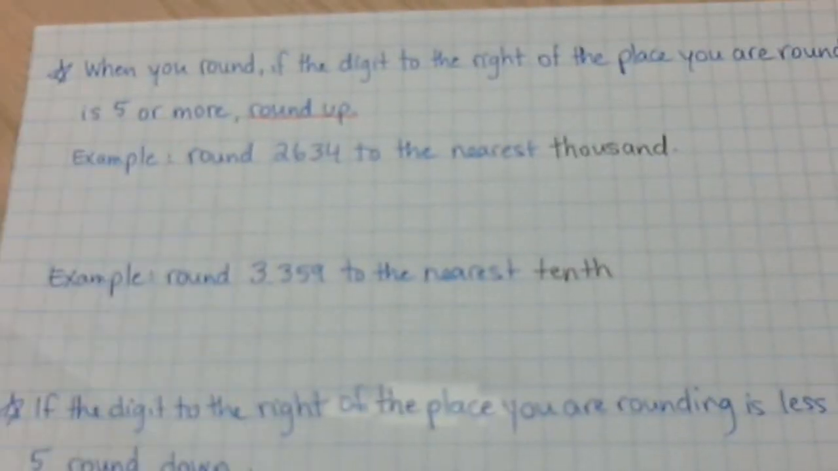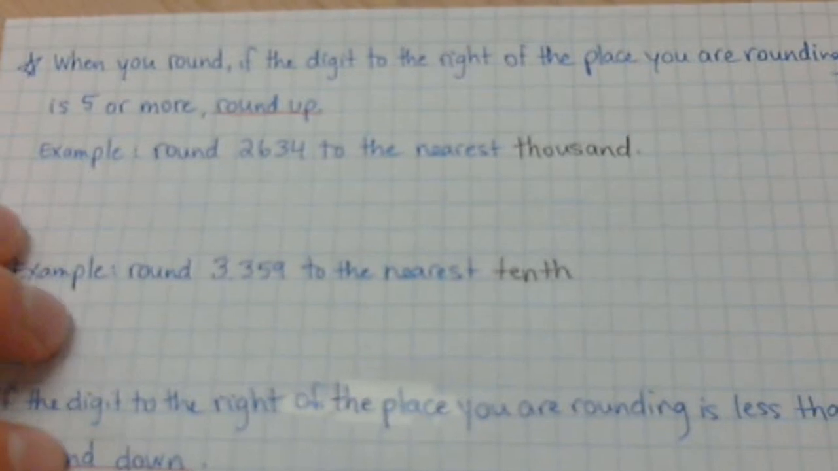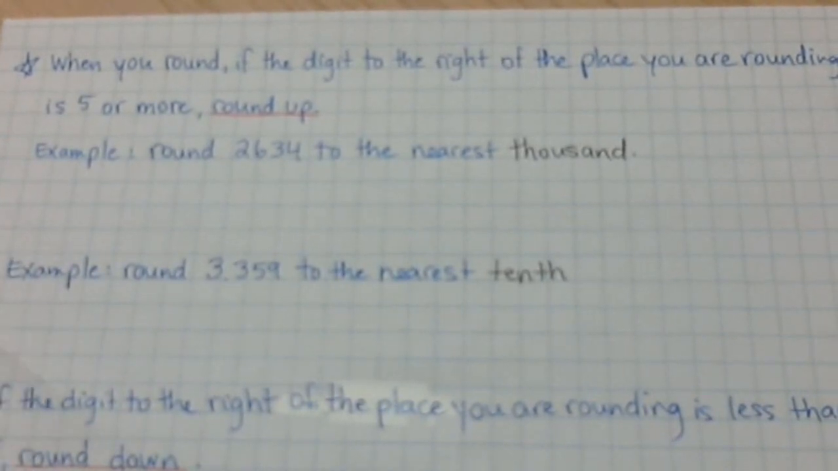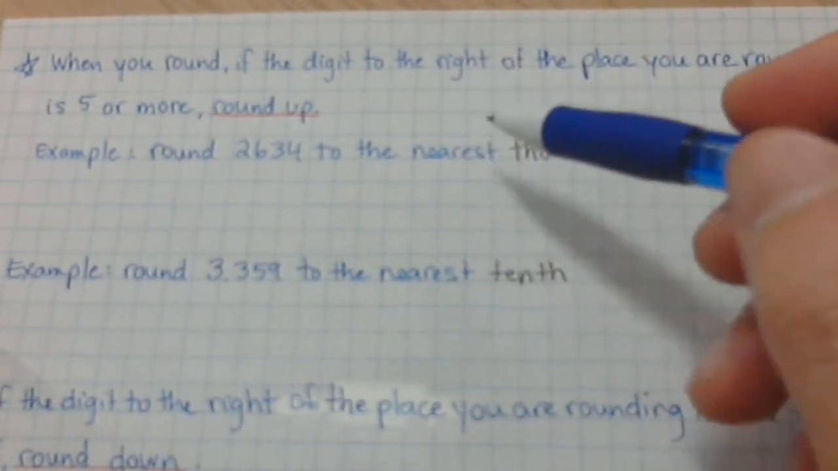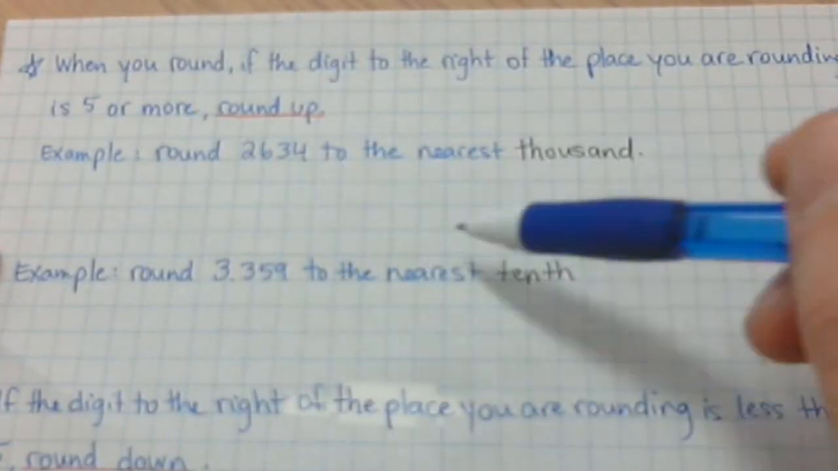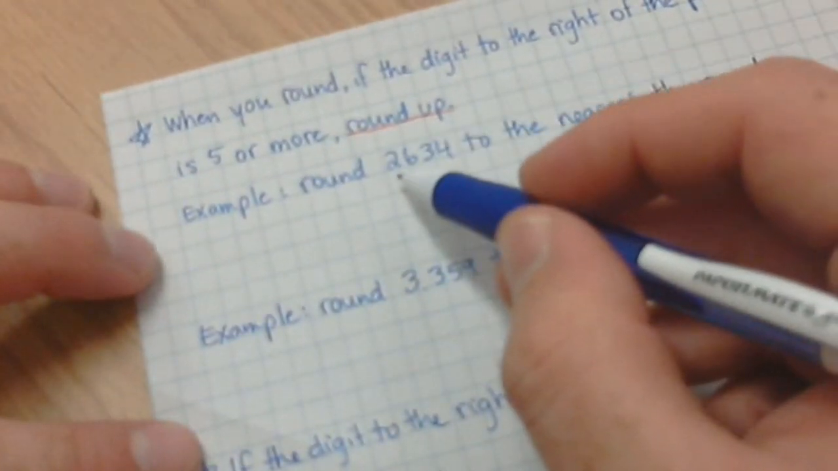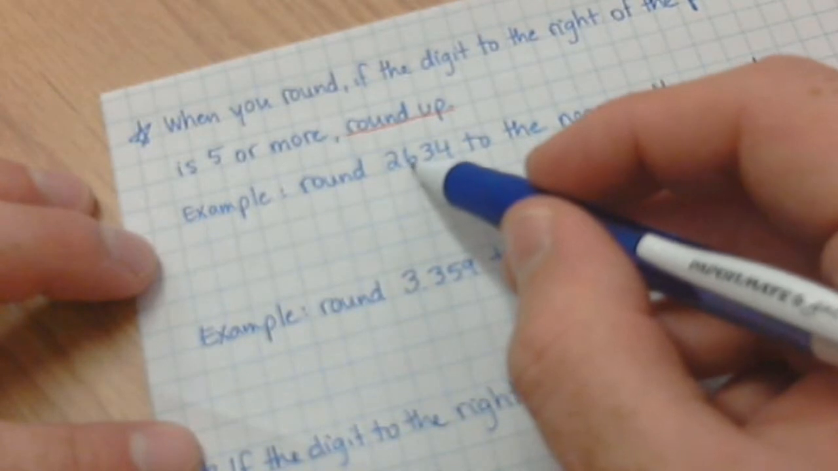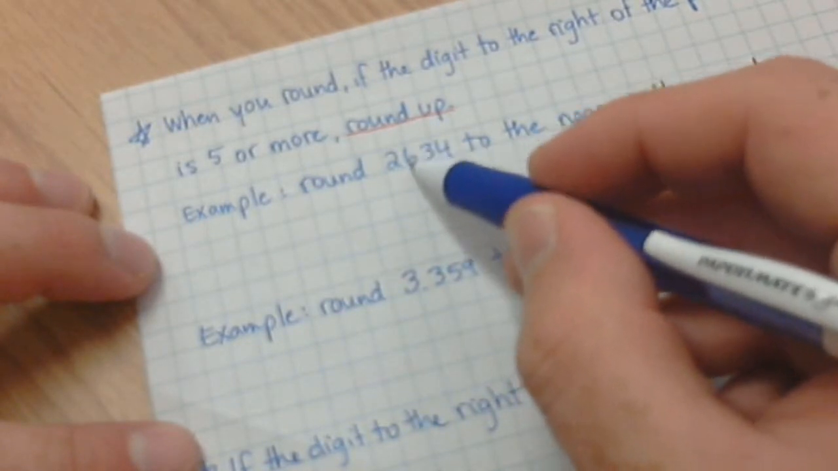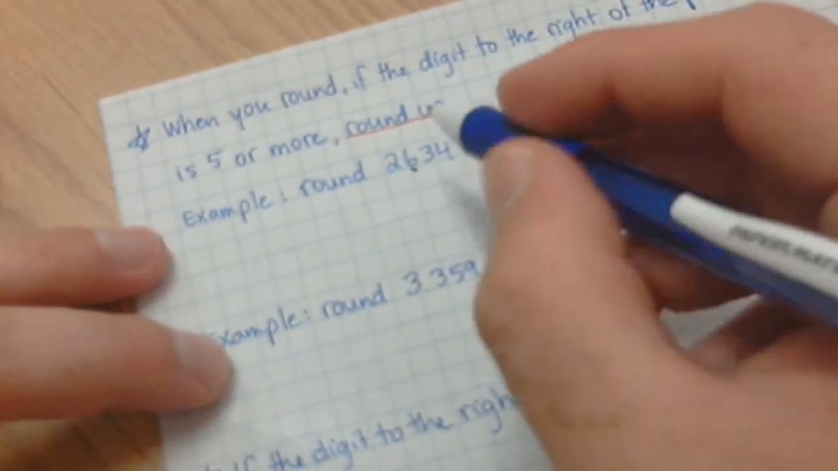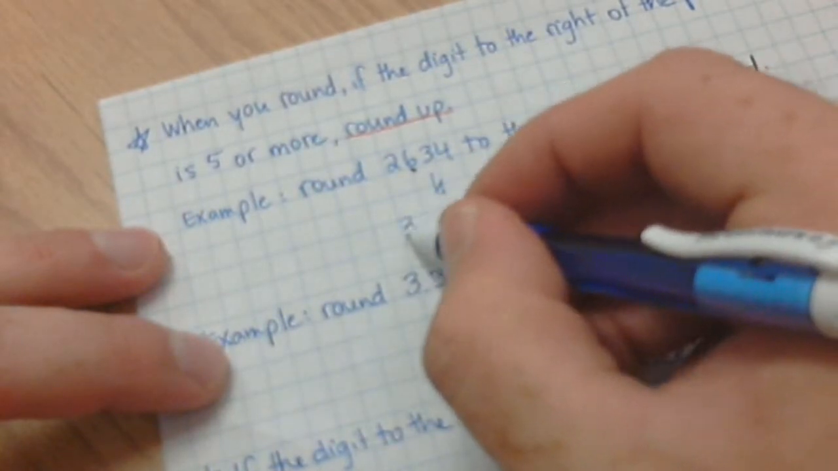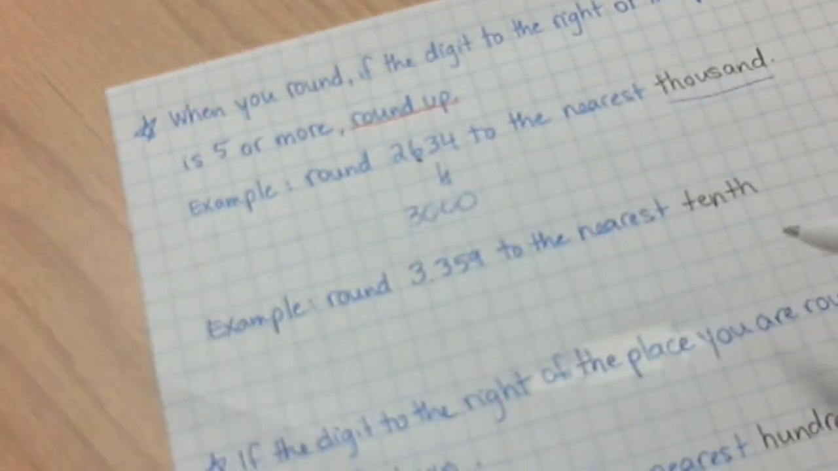So those are the rules for rounding. And so again, when you round, if the digit to the right of the place you are rounding is 5 or more, round up. 5 or more, raise the score. So then we have an example like 2,634, we're going to round it to the nearest 1,000. The number right after the thousands spot, the 100, is a 6, which means it's 5 or more, which means that it rounds up to 3,000.